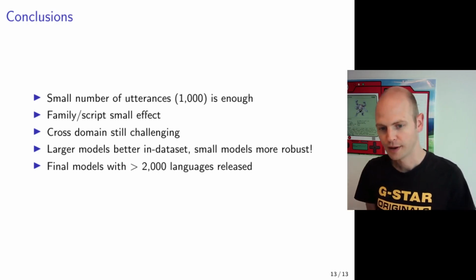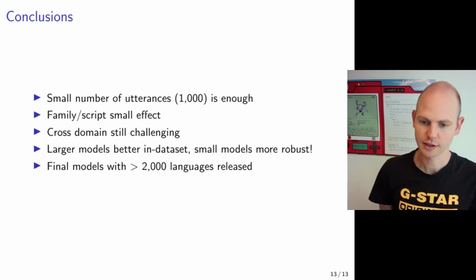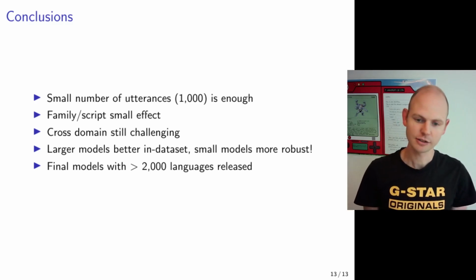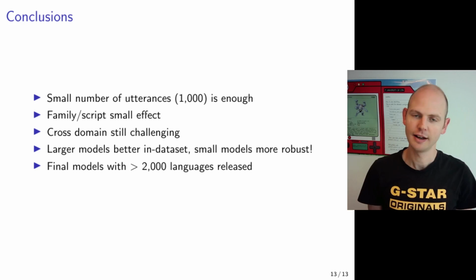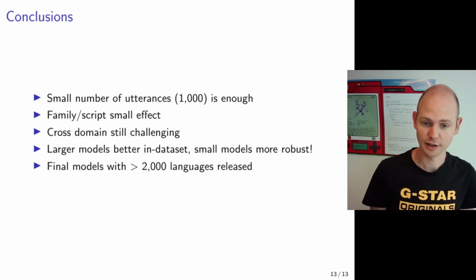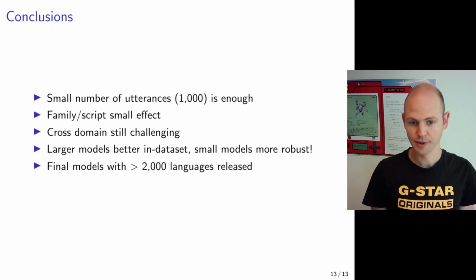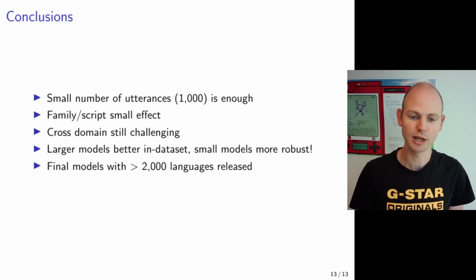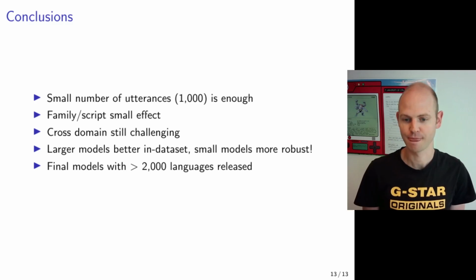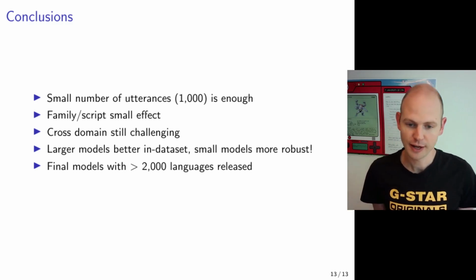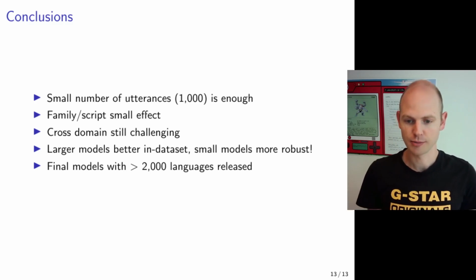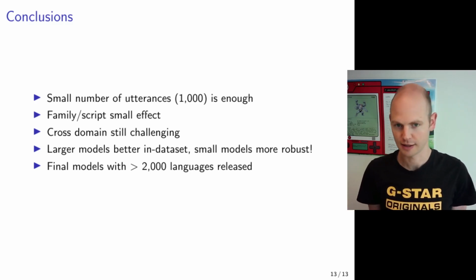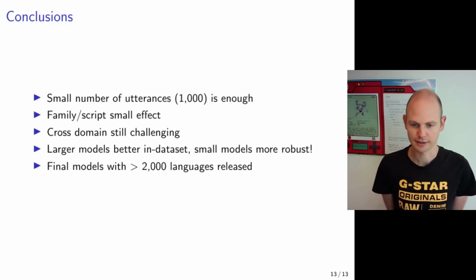So to sum up, a small number of utterances, around 1,000, is enough for accurate language classification. Family and script have only a small effect. The cross-domain dimension is the most challenging, although I would argue it's the most realistic setup, because in most cases we're not so interested in classifying Wikipedia or Bible data. Larger models do better in dataset, but small models are much more robust across dataset. So even the gains with larger models in dataset are relatively small, but across dataset the differences are much, much larger.